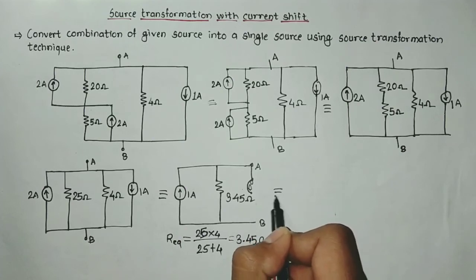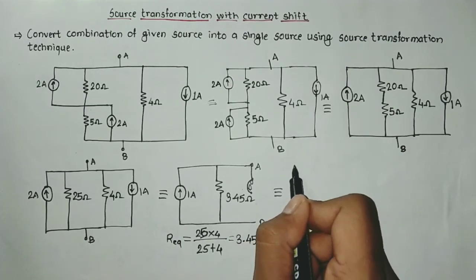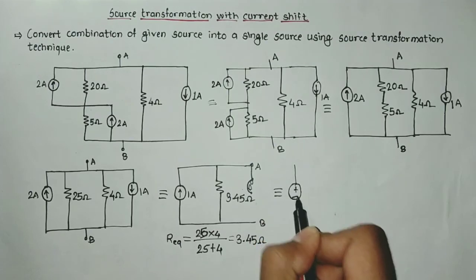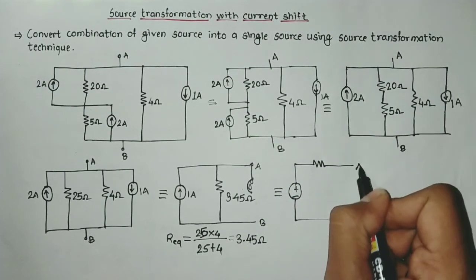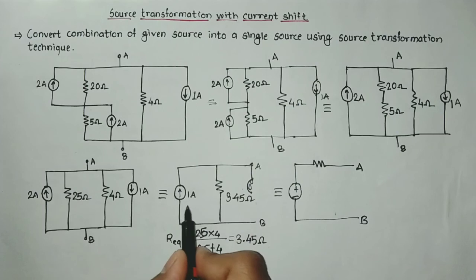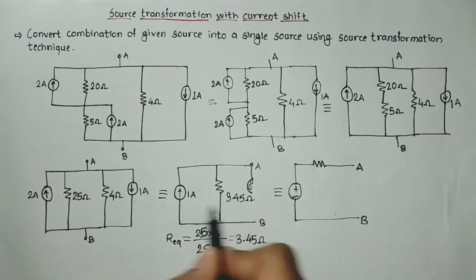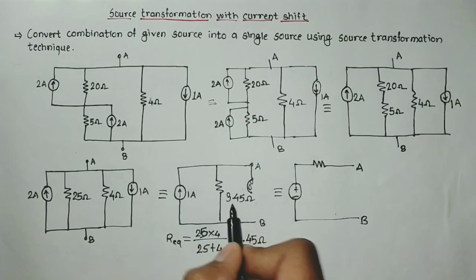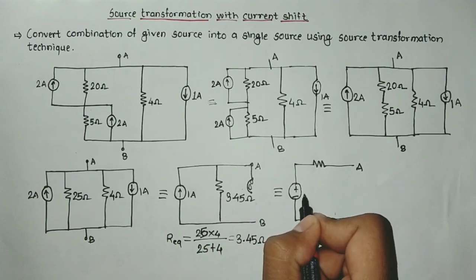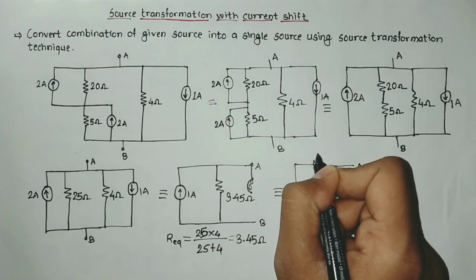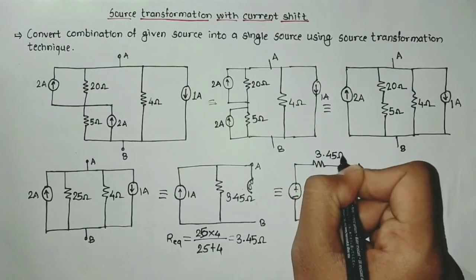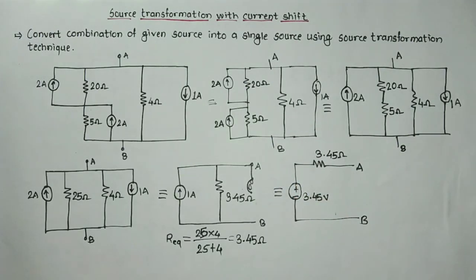Similarly, we can convert it into a voltage source and a series resistance. The voltage source will be V equals I into R. Here I is equal to 1 ampere and R is 3.45. So the voltage source will be 3.45 volt and it is in series with a 3.45 ohm resistance. Thus we can solve this circuit by using the current shift rule. Thank you.